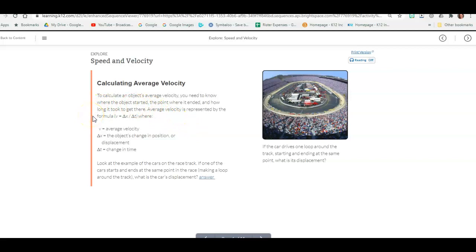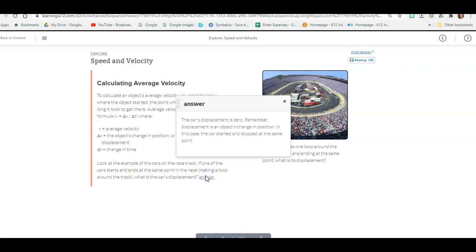Average velocity is represented by the formula V, velocity, equals change in position over change in time. All right, so we're looking at the change in the position, or the displacement, and then the change in the time. So you can look at the example of the cars on the track, and if one of the cars starts and ends at the same point in the race, making a loop, what is the car's displacement? And we know if it starts in the same place, it is 0.